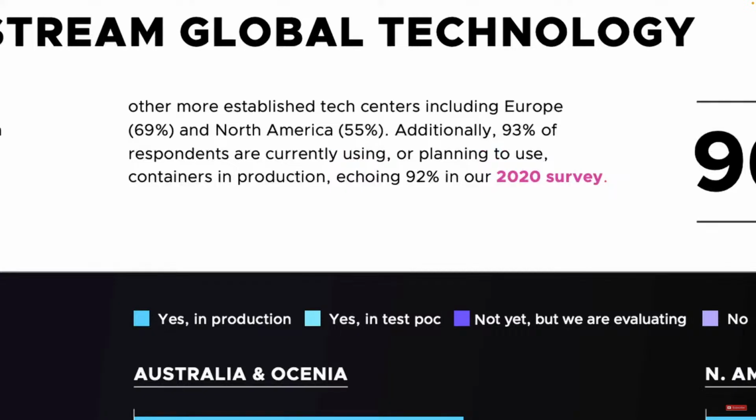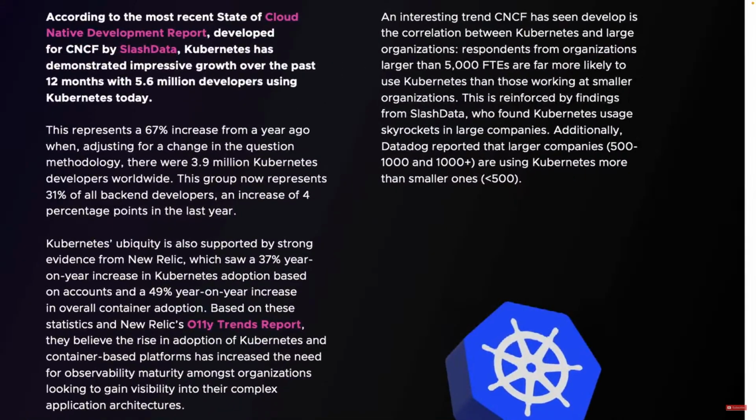So a record high of 96% of organizations. Number two, 93% of organizations are using or plan to use containers in production. And then third, more than 5.6 million developers are thought to be using Kubernetes today. It's not going anywhere. It's a good time to learn it, but you'll need to know these foundations first. So let's go ahead and get started with that.